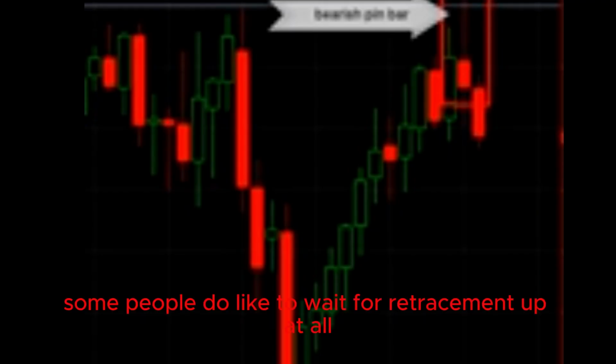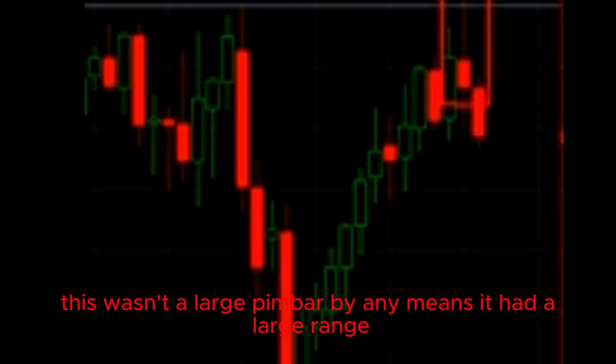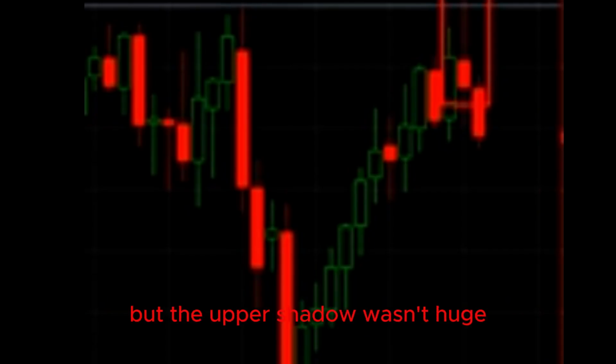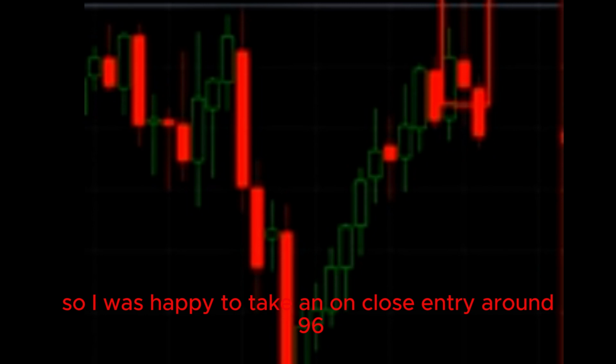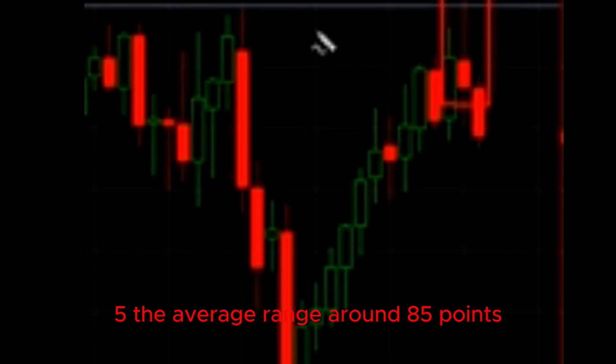Some people do like to wait for a retracement up. It always depends on the length of the upper shadow. This wasn't a large pin bar by any means. It had a large range, but the upper shadow wasn't huge, so I was happy to take an on-close entry around 96.87, which was my fill.